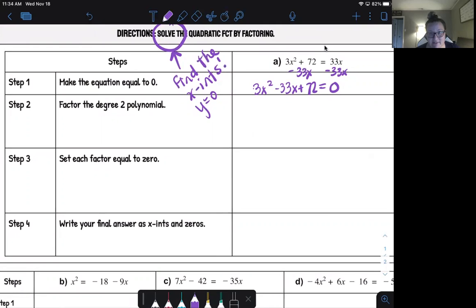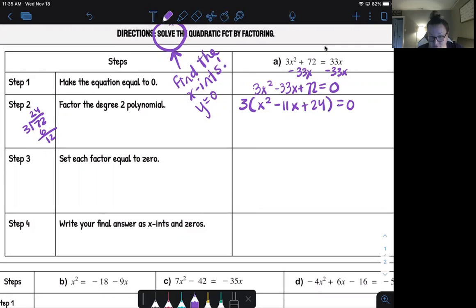Now the first thing I want to do is see if I have a GCF that I can factor out of this polynomial in step 2 when I start factoring. So let's see if we can bring a 3 out here. So 3 times x squared, 3 times negative 11x, and then 3 times... 72 divided by 3 is 24. Don't tell anyone, I had to divide that. Okay, so now we need to factor x squared minus 11x plus 24.